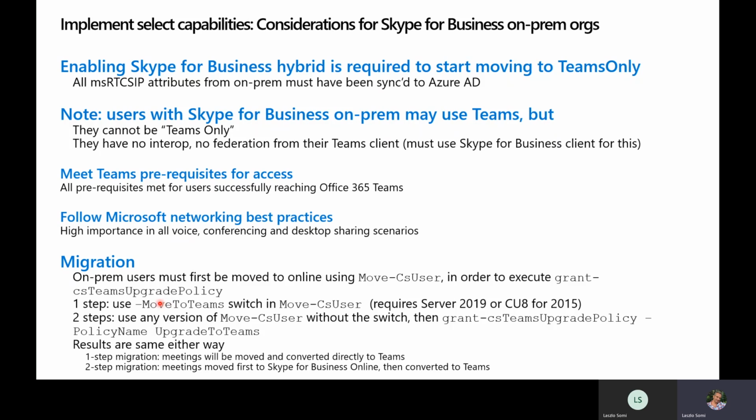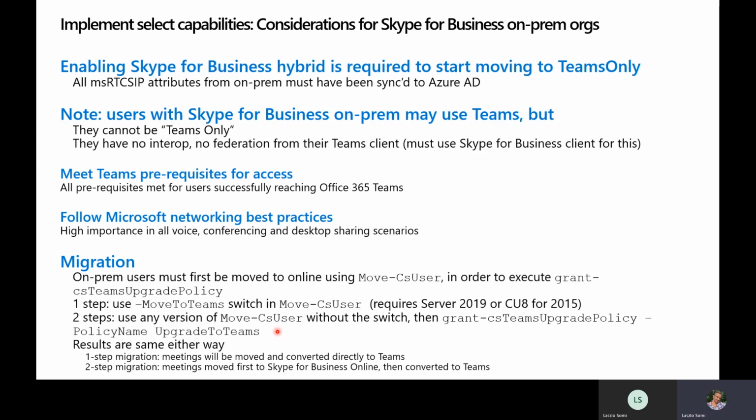If you have an early version of Lync Server and you don't do any updates or tips and tricks around it, I will help you with Lync Server 2013 towards the end of the deck. You would have to do this in 2 steps. First, establish hybrid, of course. You use the move-csuser command to move the user to Skype for Business Online. And then you would use the grant-csteamsupgradepolicy and upgrade the user to Teams.